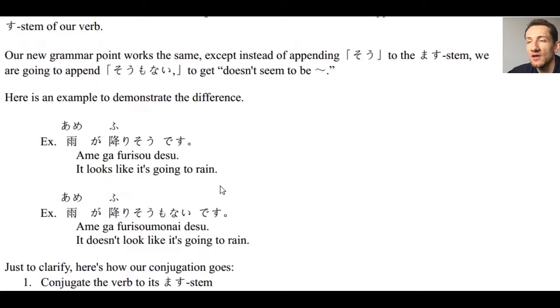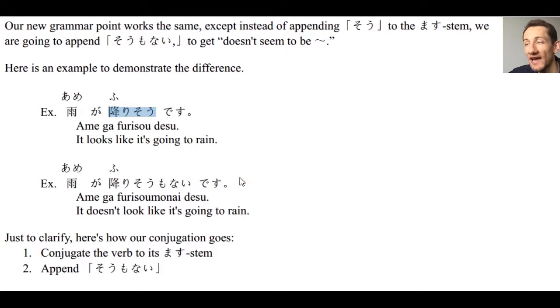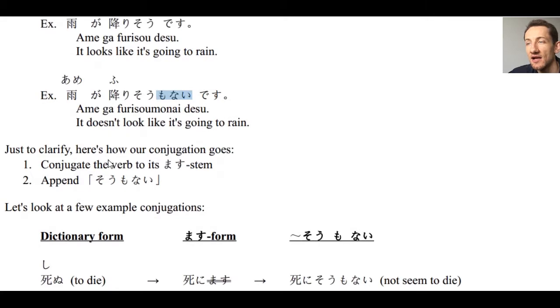So here's an example. We have 雨が降りそうです. So we learned before, it looks like it's going to rain. 降りそう. So the verb is 降る. And of course the masu form is 降ります, and the masu stem would be 降り. We add そう and get 降りそう. Looks like it's going to rain. But if we want to say it doesn't look like it's going to rain, we can say 雨が降りそうもないです. So we just add もない to the そう form. 降りそうもない. Doesn't look like it's going to rain. Okay, so that's it. Conjugate a verb to the masu stem and append そうもない.